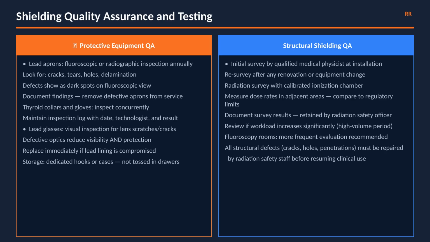Structural shielding, initial survey by a qualified medical physicist at installation. Resurvey after any renovation or equipment change. Radiation survey with a calibrated ionization chamber. Dose rates in all adjacent areas are measured and compared to regulatory limits. All survey results are documented and retained by the radiation safety officer. Any structural defect, cracks, holes, unshielded penetrations, must be repaired before clinical use resumes.